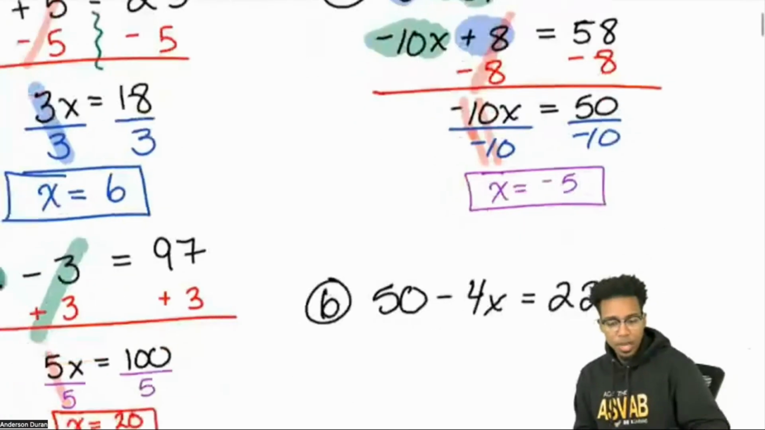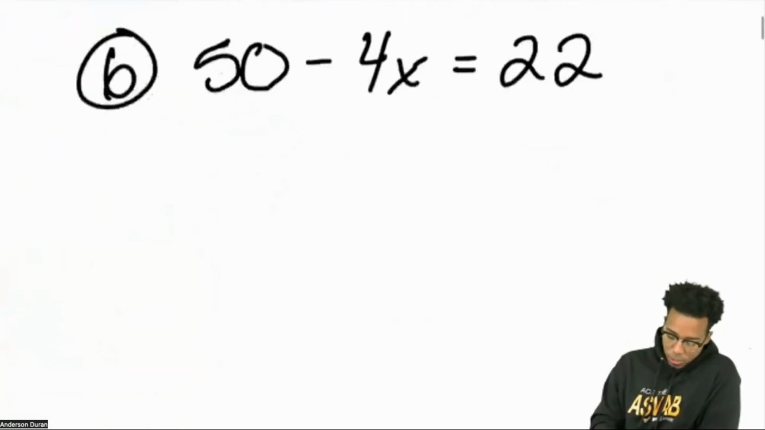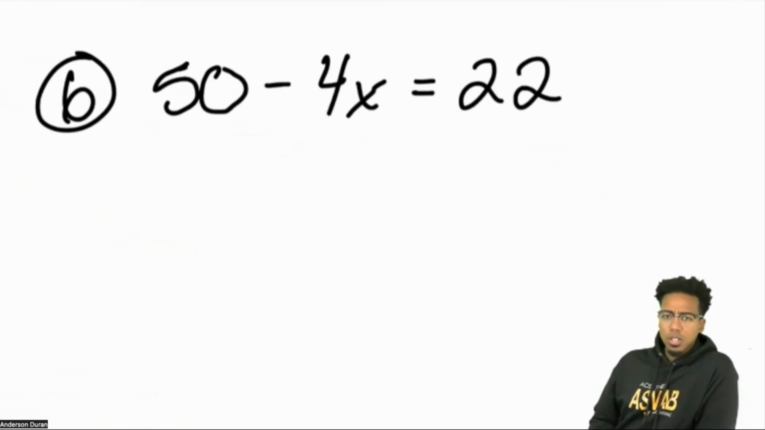Oh, yeah. And then here, number 6. Last one here. So I'm not even going to rearrange this one. I'm going to leave this one as is. Everybody, what am I trying to get rid of first? The 50 or the -4? What am I trying to get rid of first?